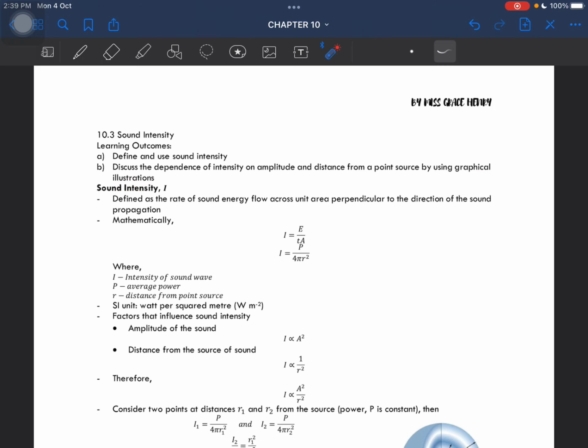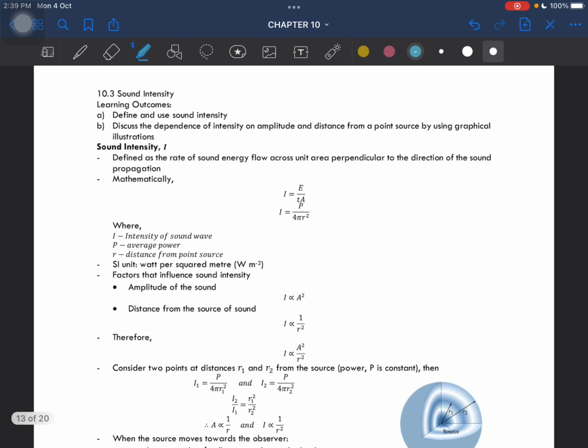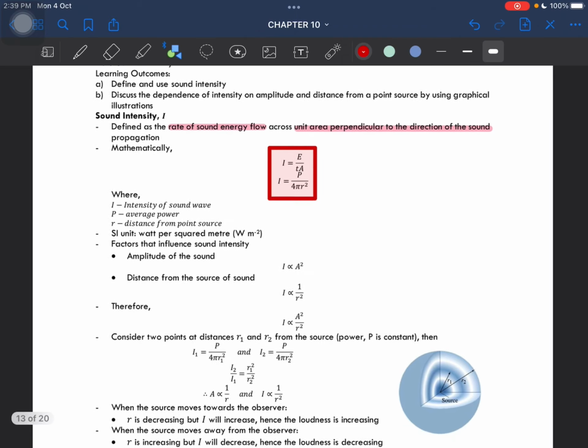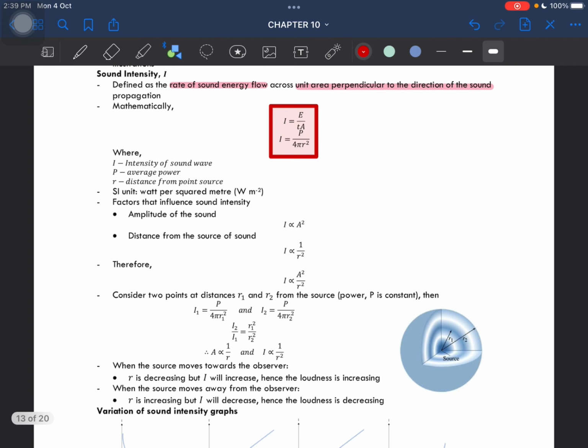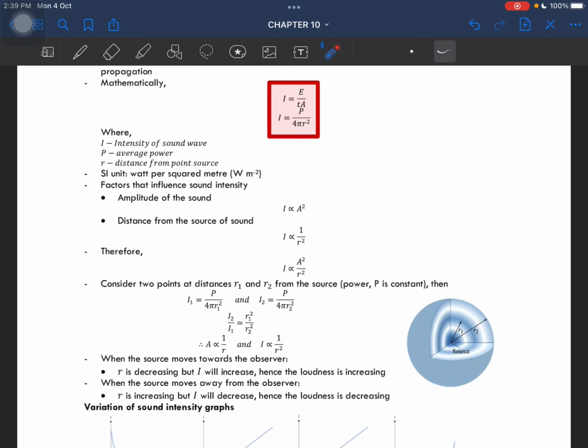Okay, so sound intensity is defined as the rate of sound energy flow across a unit area perpendicular to the direction of the sound propagation. Mathematically it is written as shown here. I is known as the intensity, P is the average power, and R is the distance from the point source. The SI unit for sound intensity is watt per square meter.